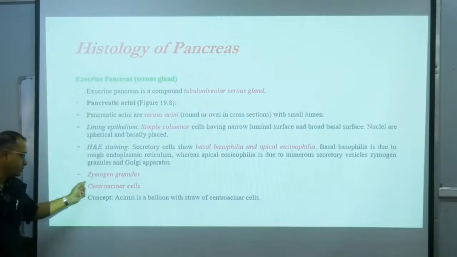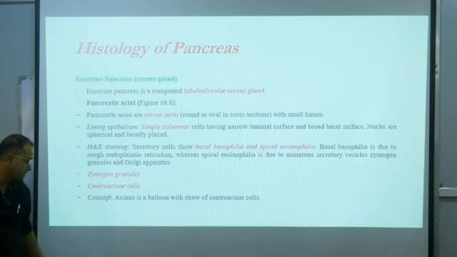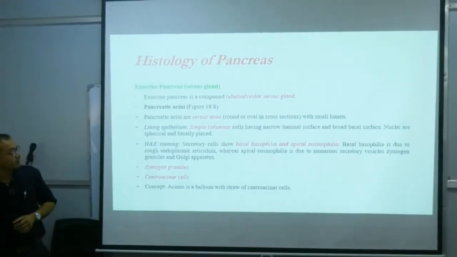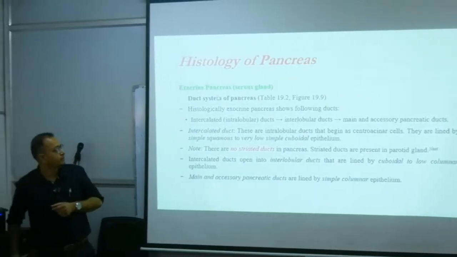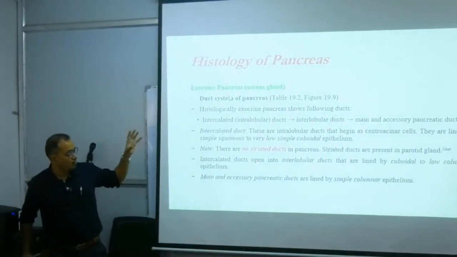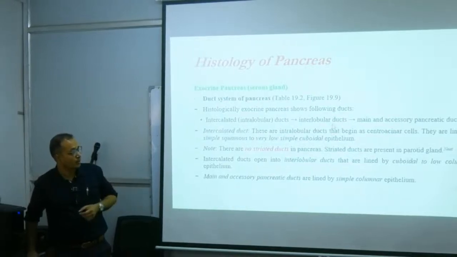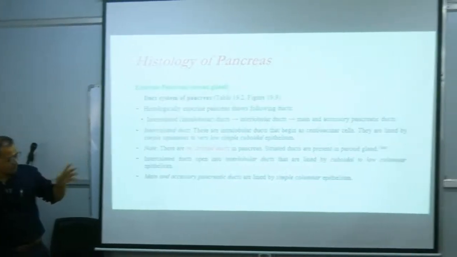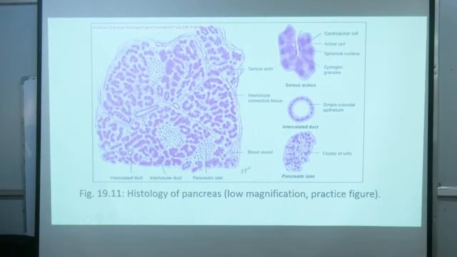We have these granules, which we call zymogen granules, in the centroacinar cells, which is there for contractile reason, and this entire thing is responsible as functional units. Once this is secreted out, it drains into the duct system. Out of this duct system, they are present as the intercalated ducts, interlobular duct, and main or accessory duct. This is the entire duct system of the pancreas.